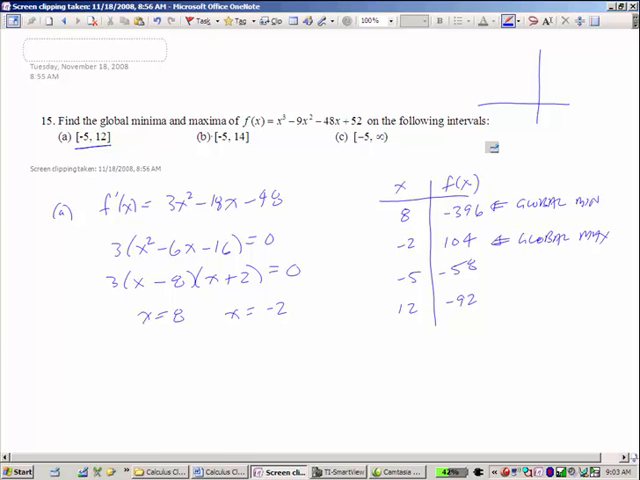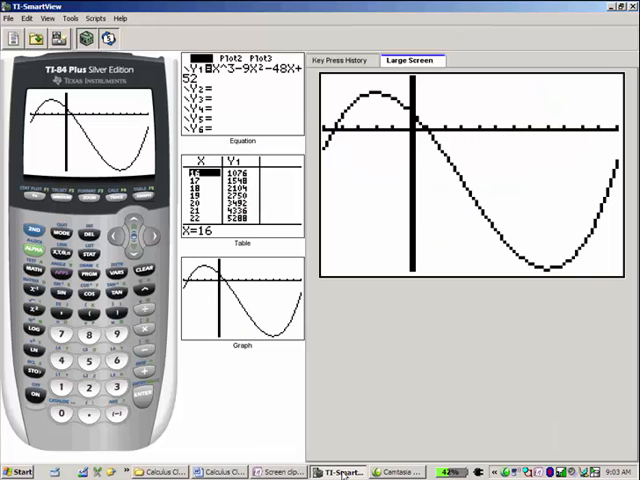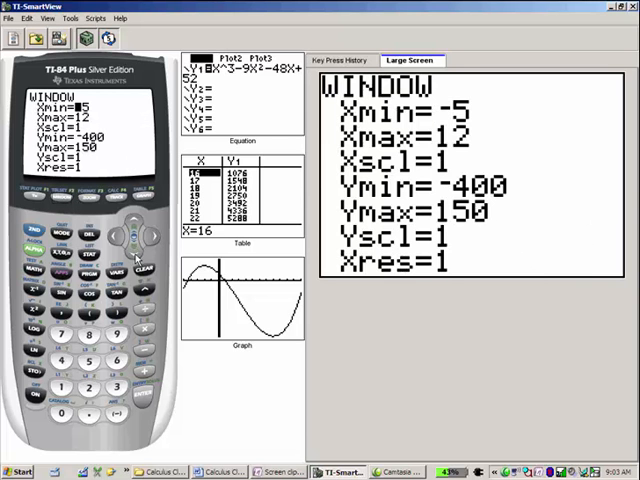As a matter of fact, let's look at B. Do my critical points change for B or C? No, but now all of a sudden 12 is not an endpoint. 14 is an endpoint. Do you think 8 is going to lose its title? Or -2 is going to lose its title? I don't know. Let's see. Let's open it up to look at 14.